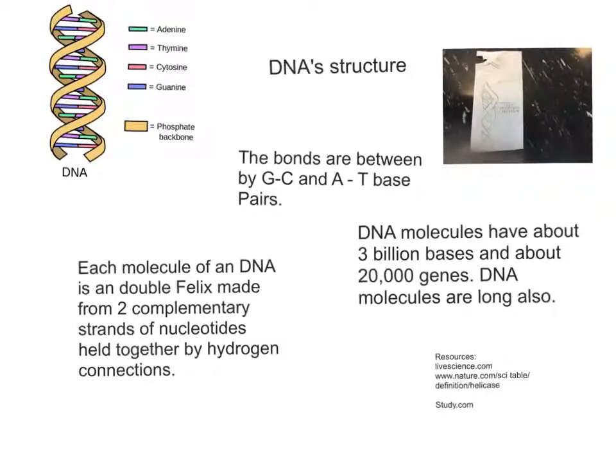Structure of DNA. DNA molecules are long. Human genomes have about 3 billion bases and about 20,000 genes. Each molecule of DNA is a double helix made from two complementary strands of nucleotides held together by hydrogen bonds. The genetic information is carried in the linear sequence of nucleotides in the DNA.